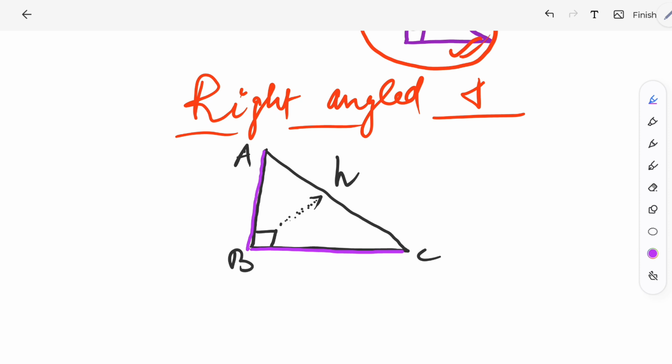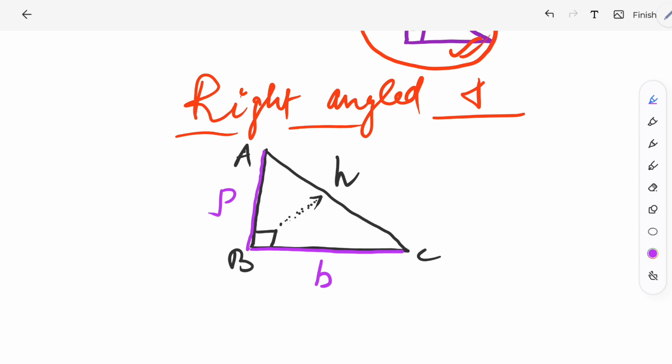Interchanging in nature. What do you mean by that? That means if you consider AB as perpendicular, then BC will act as base, or vice versa. That means you can consider BC as perpendicular, then AB will be acting as base. So this perpendicular and base will be interchanging in nature. That will be discussed later on.